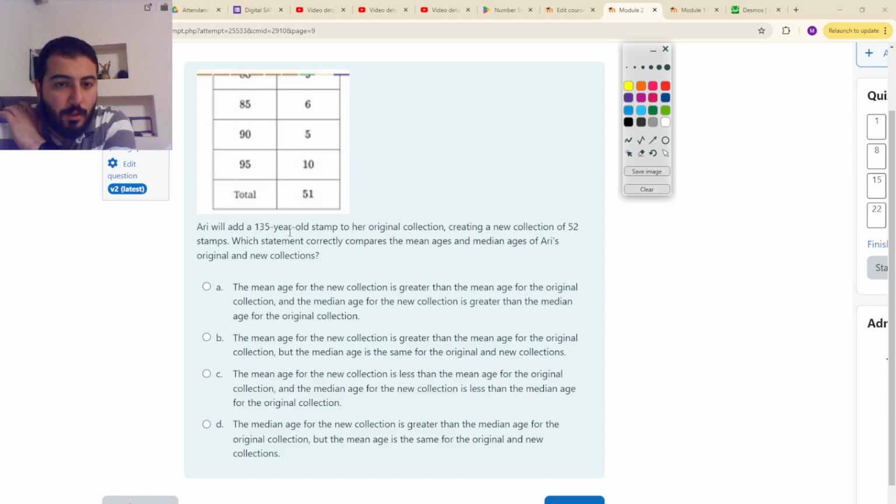Air will add a 135-year-old stamp to her original collection, creating a new collection of 52 stamps. Which statement correctly compares the mean ages and the median ages of Air's original and new collection? I don't know where the rest of this table is. It looks like there is a table. Maybe this is the number of years and this is the number of stamps. This is the frequency and this is the value. Like 135 years old.